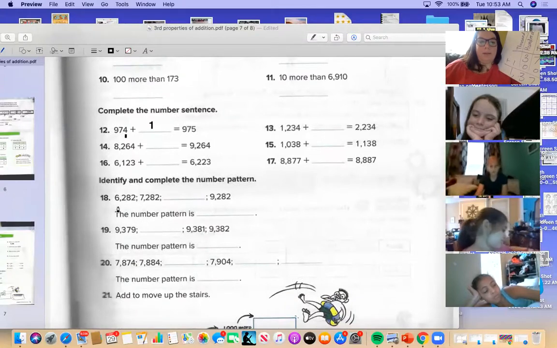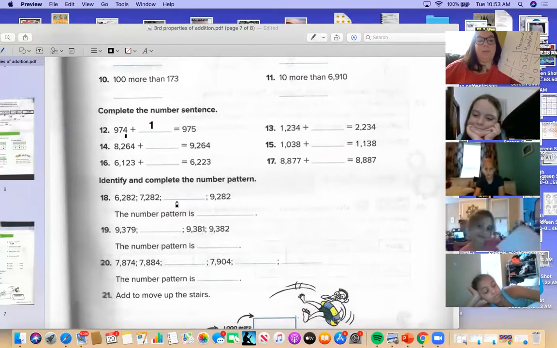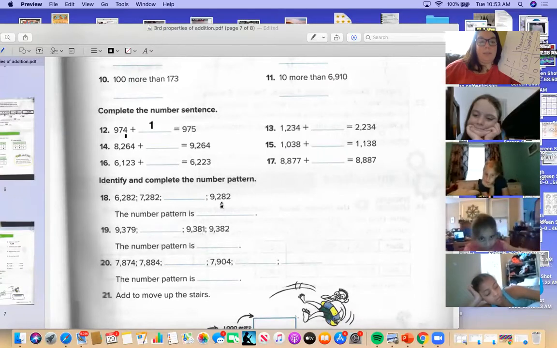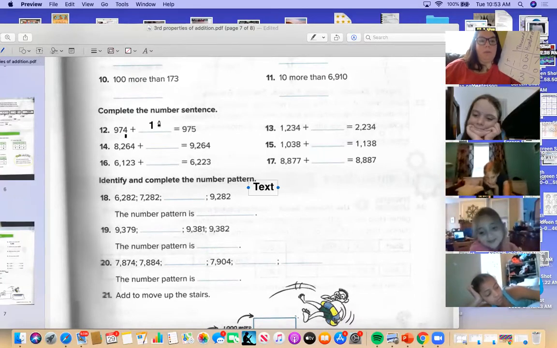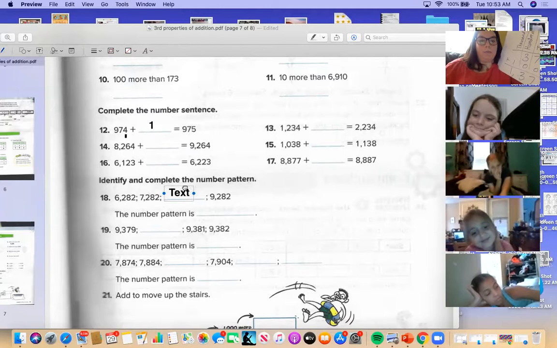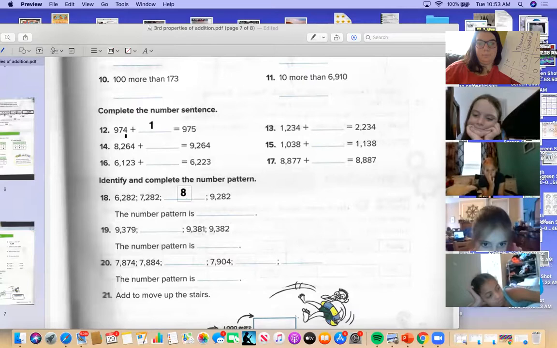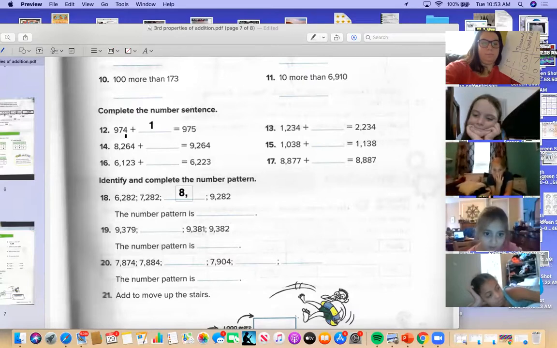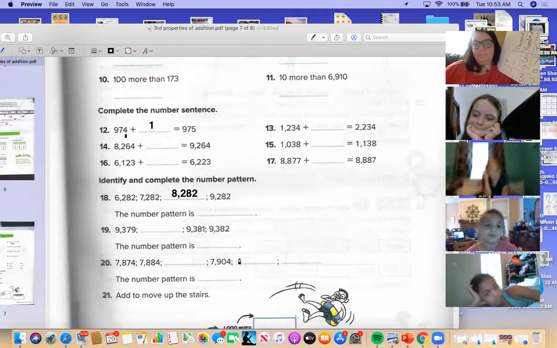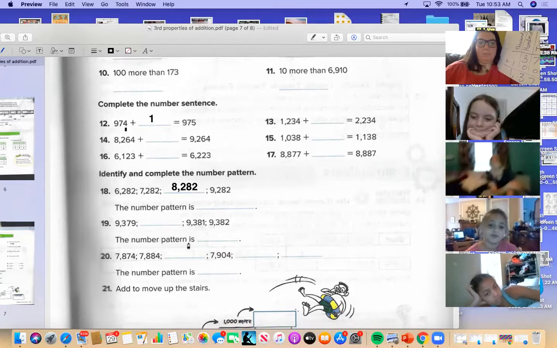Complete the number pattern. 6,282, 7,282, blank space, 9,282. So we're going up by what? Thousands. So our next number would be what, Athena? What am I going to type here? I already started to. 8,282.